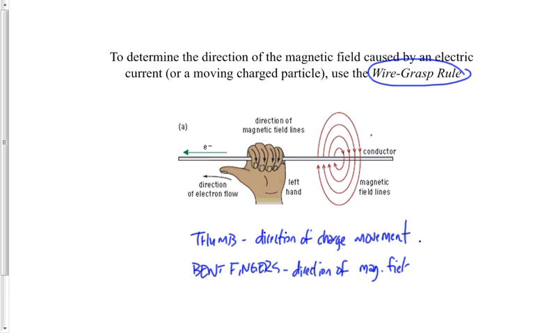By the way, the symbol for magnetic field, I'm going to show you right now, is a B. Remember, the units were Tesla, capital T, but the symbol is a B. So our bent fingers will point in the direction of the magnetic field.